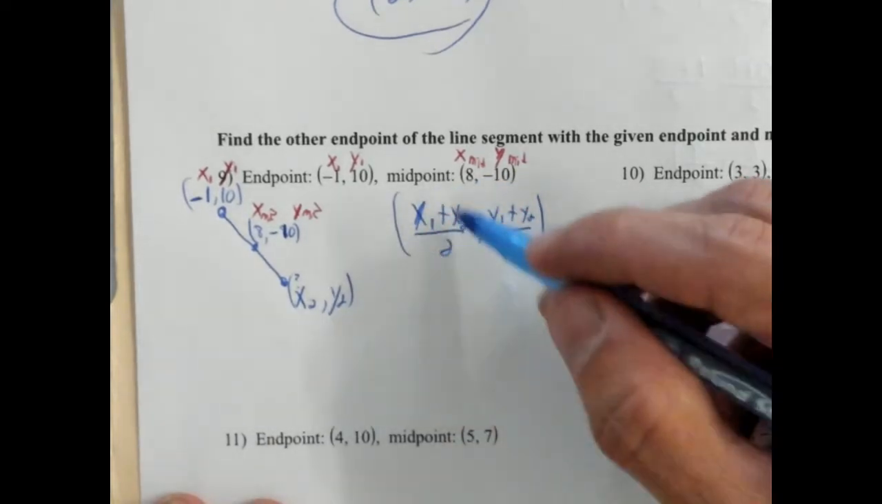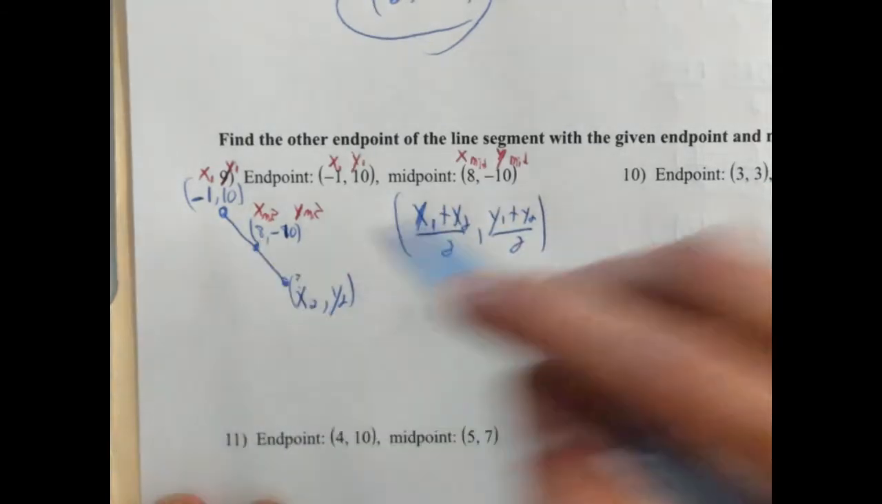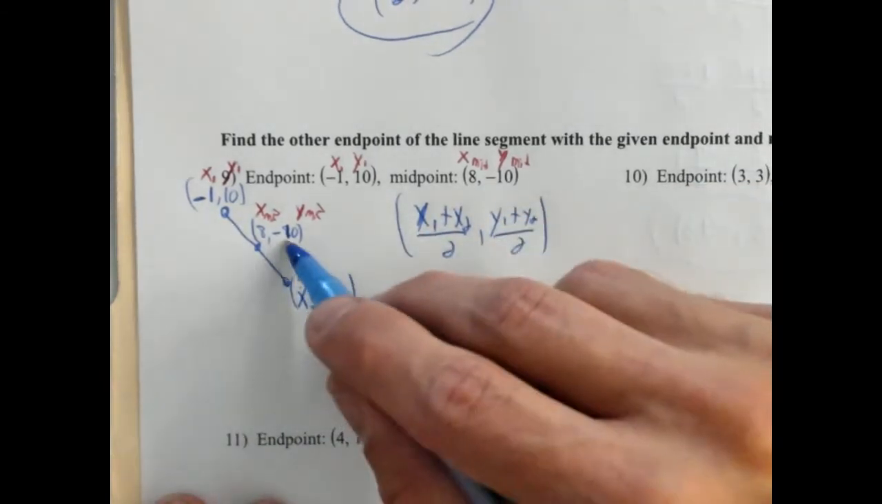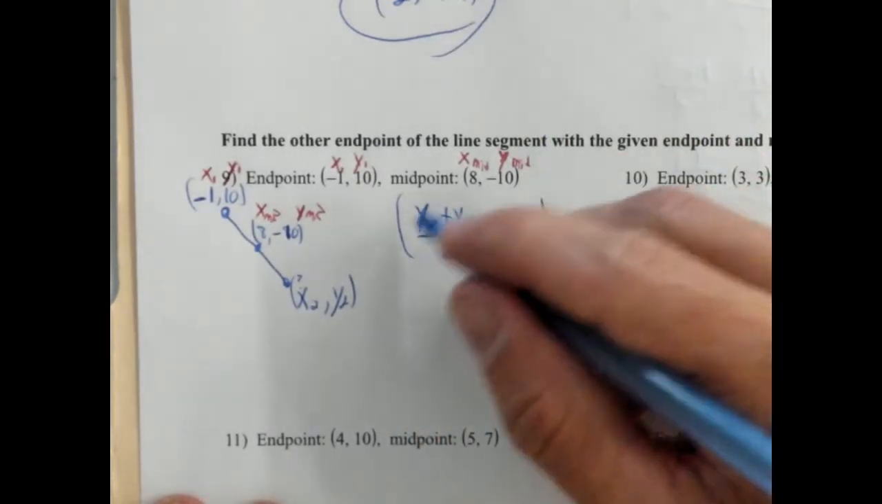This gives us the x value of the midpoint. So this would be equal to that value, right? And this would be the y value of the midpoint, okay? So we're going to use this. We're basically going to split this up a little bit. We're going to use the x values.